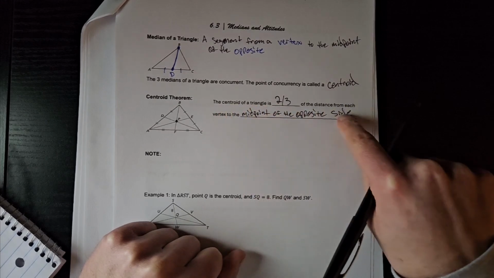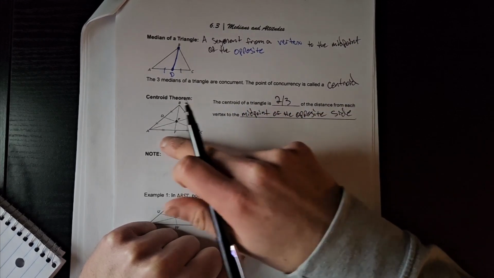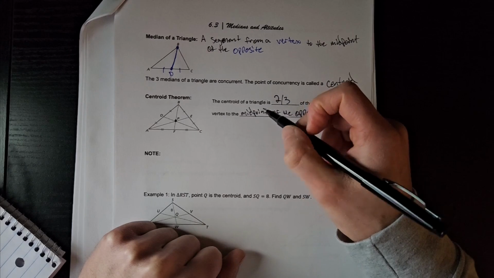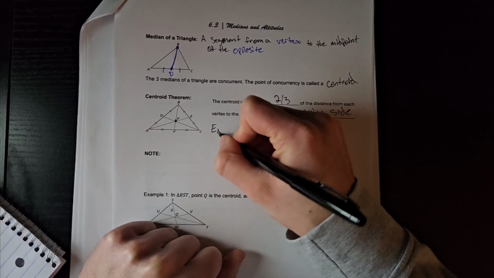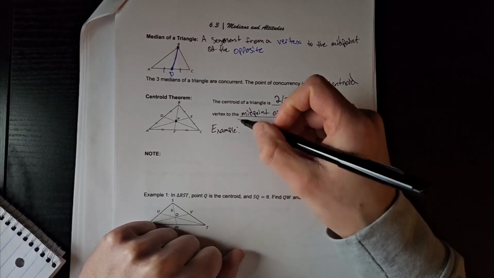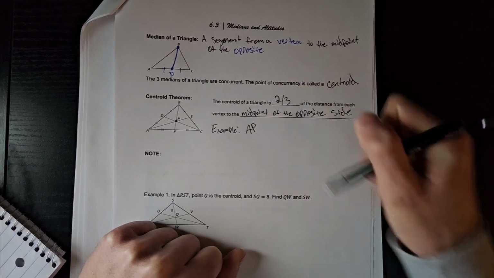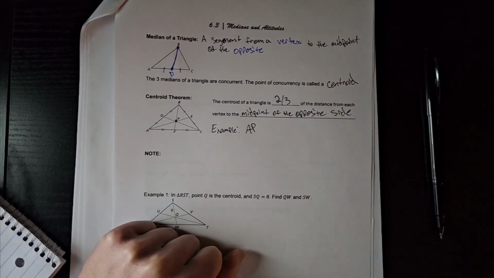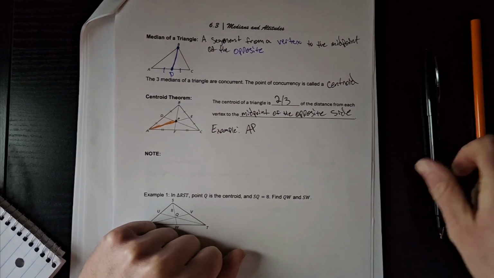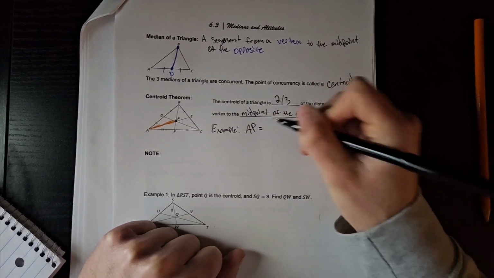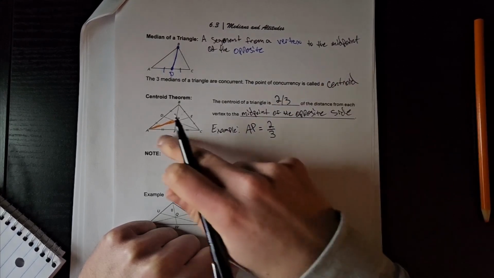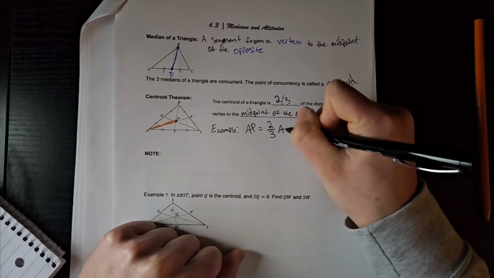What this centroid theorem is telling us, and it's working with the lengths of all the lines on the inside of this triangle, is that, for example, we're going to look at the segment AP. I'll get my orange colored pencil to color that in. AP is equal to 2/3 of the whole segment of AE.